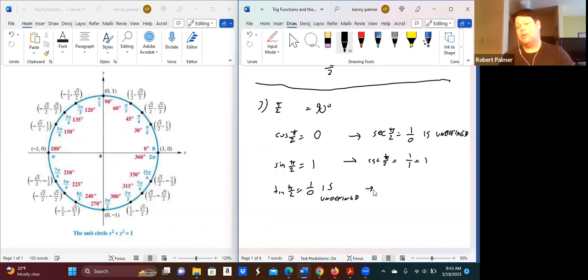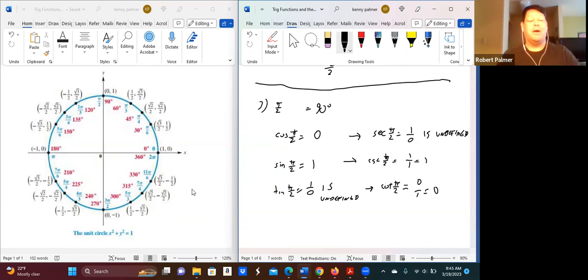Now, but what about cotangent? Well, cotangent is a reciprocal. Of course, it's a little hard to think about the reciprocal of something that's undefined. But let's remember that if tangent is sine over cosine, cotangent is cosine over sine. So cosine over sine is 0 over 1, which is 0.